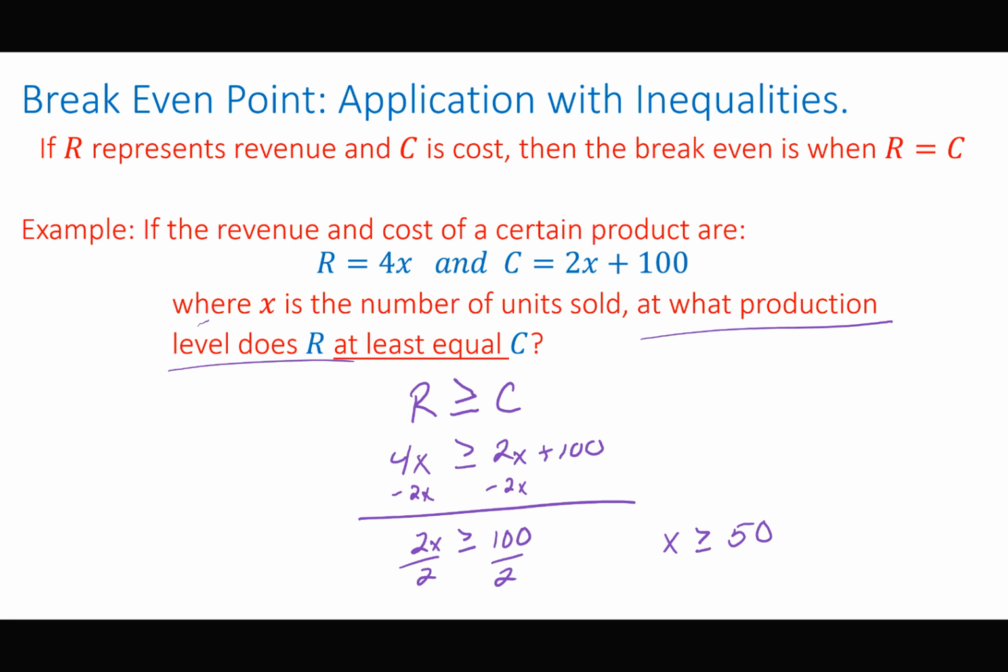50 is my break-even point. I want 51 or 52 or 53. That way I'm actually making money on this. Okay? And so if I were to write this in interval notation, it's actually going from 50 all the way to infinity. Infinity would be a parenthesis. 50 I can include.